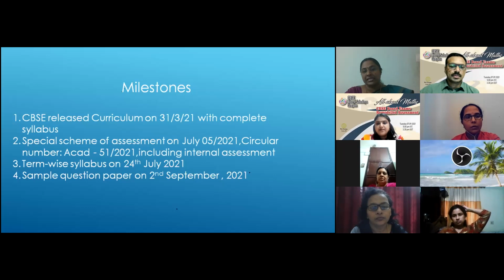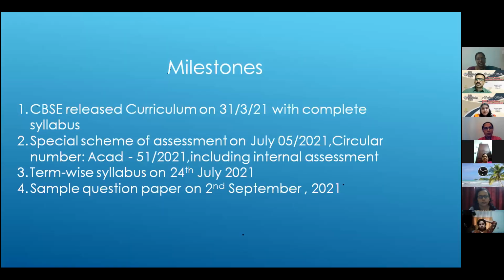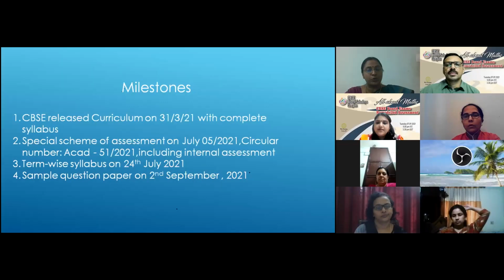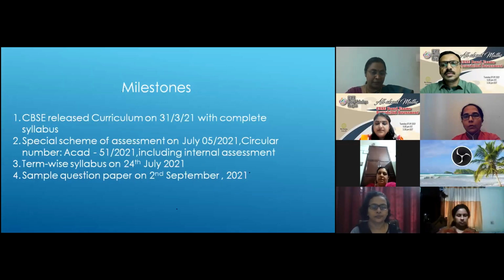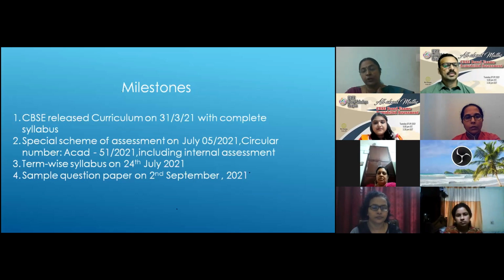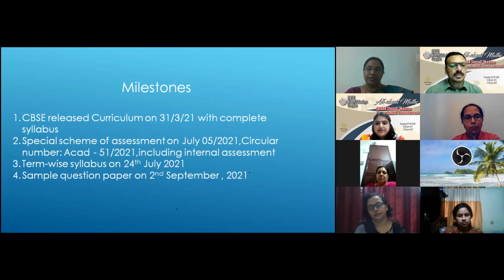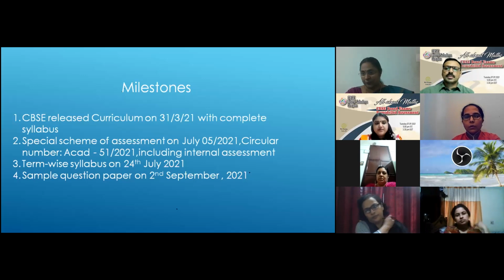Then the next milestone was the special scheme of assessment. All of us understood, including our board, that the schools wouldn't be opening this year. That's why they introduced the special scheme of assessment. Then the term-wise syllabus as per their word and the sample question paper on 2nd September. This is our journey from March 31st till today, for 2021-22.